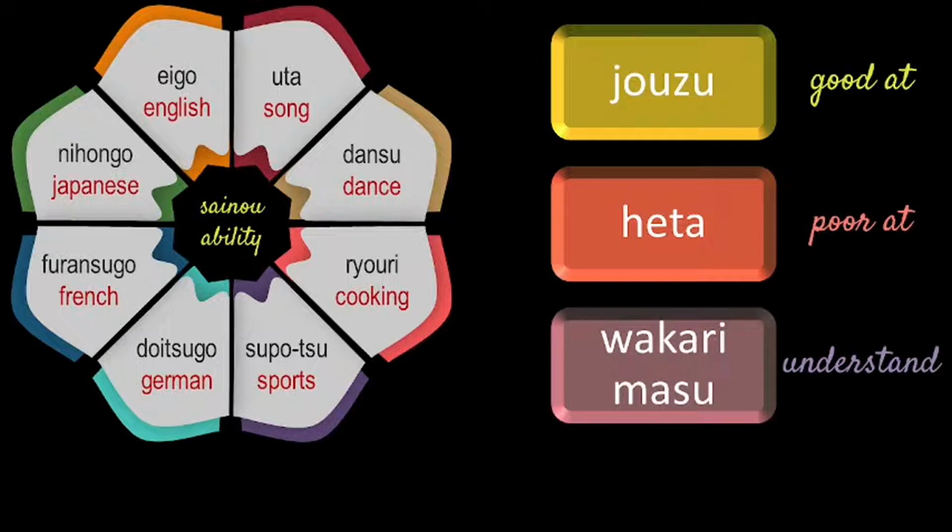There is one more word which you must remember. Wakarimasu is a verb and means to understand something. It can also mean to comprehend something or be able to distinguish something. Its past tense is wakarimashita and the negative is wakarimasen.